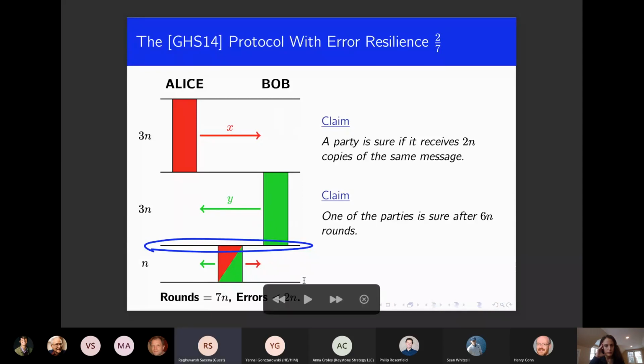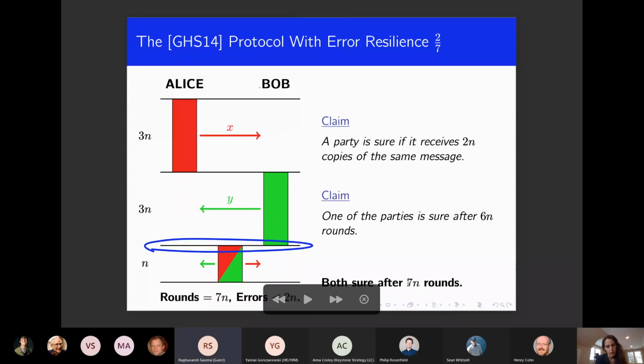At the end of the protocol, Bob would have heard Alice for a total of 4n rounds: 3n rounds at the beginning, and then the last n adaptive rounds. Because Bob heard Alice for a total of 4n rounds and the number of errors was less than 2n, Bob knows that the majority message he received is correct. Therefore, after 7n rounds, he can just decode by majority and be sure of Alice's input.